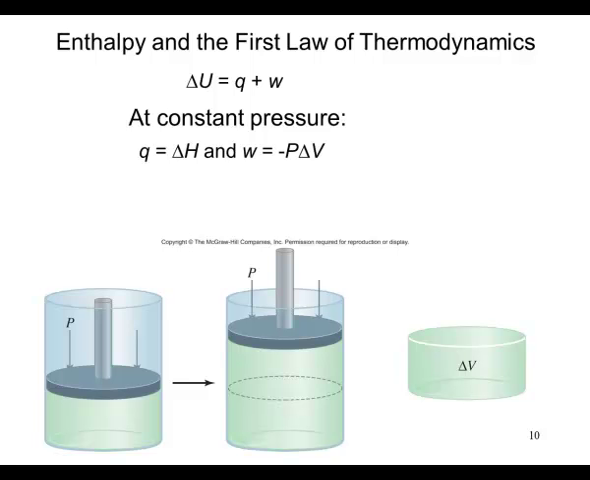Look at the diagrams. Here the volume changes, and it's delta V. Delta U then is equal to delta H minus P delta V. Remember, this is only true at constant pressure. Delta H equals delta U plus P delta V. The enthalpy equals the internal energy plus the pressure times any change in volume.